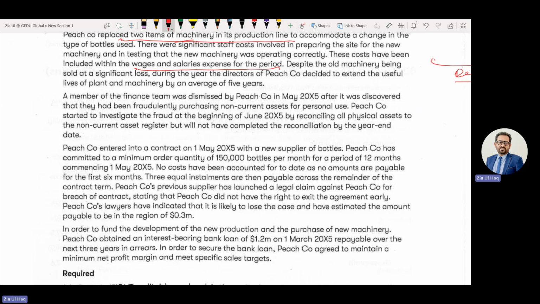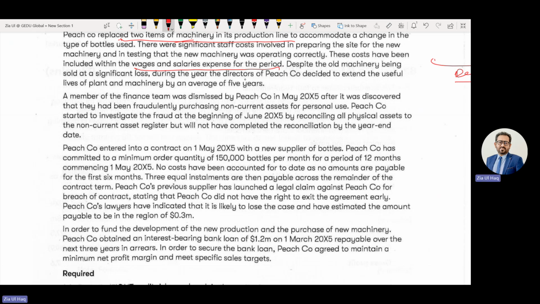Despite the old machine being sold at a significant loss, old machine they sold at loss. Why they sold at loss? Because they were charging lesser depreciation in previous years. It means the asset value reduced every year more than they recorded in the financial statements. That's why there was a loss on sale.